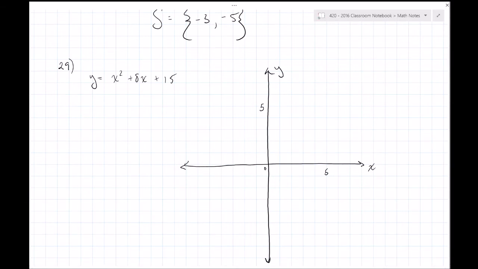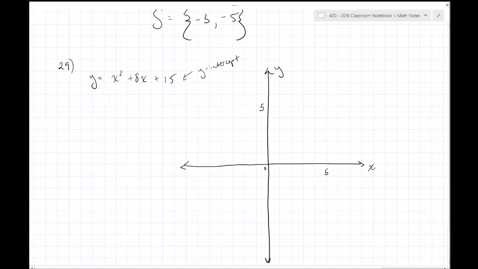Okay, first thing to do is to plot the point 15, and that's way out there. So I'm going to kind of ignore it for now, but I know this is the y-intercept. So I'm just going to remember that, and I'm not going to worry about that right now, but I can read it right away.